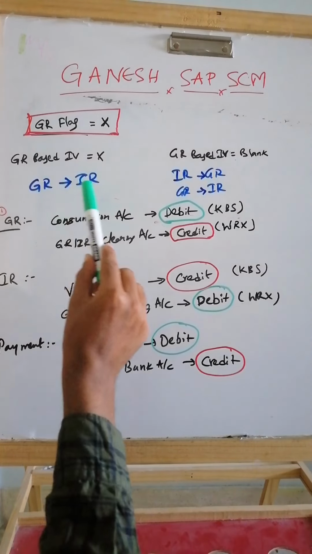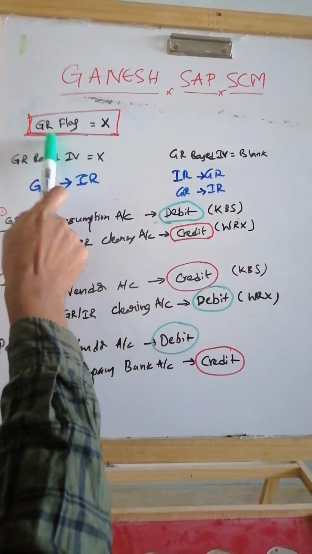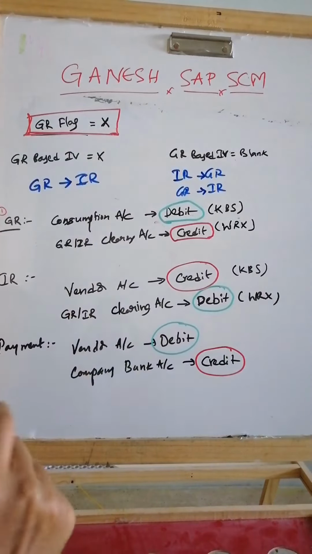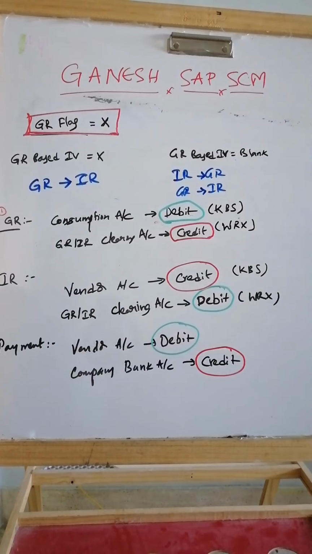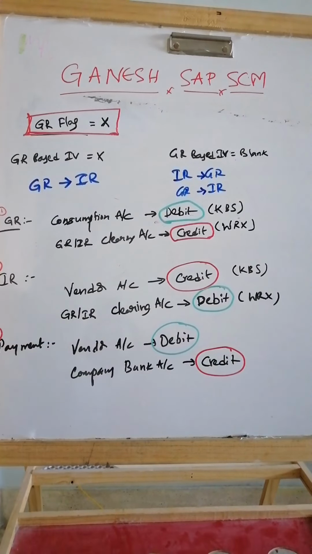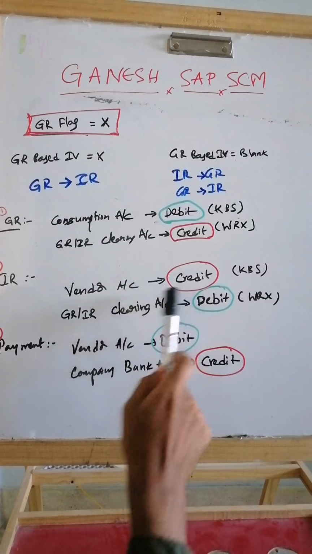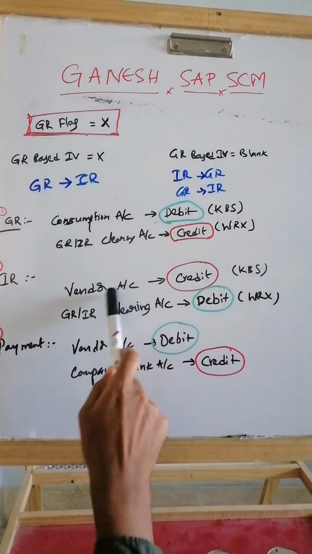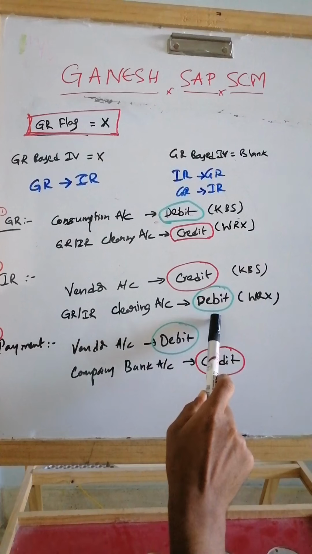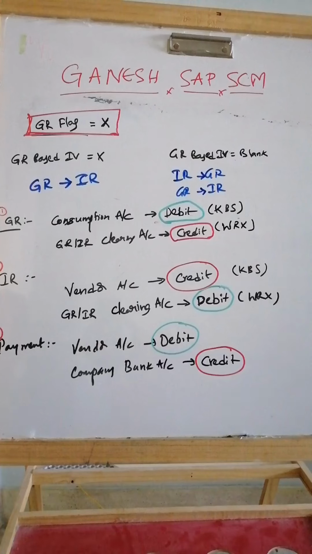So GR based IV, blank or X, will control the sequence of IR and GR. The goods receipt flag will control what we are posting, first GR and then IR and then payment. So in these kind of cases, consumption account will be debit and GR/IR clearing account credit, and then GR/IR clearing account debit, vendor account credit, vendor account debit, and finally company bank account credit. So this is GR flag equals to X.